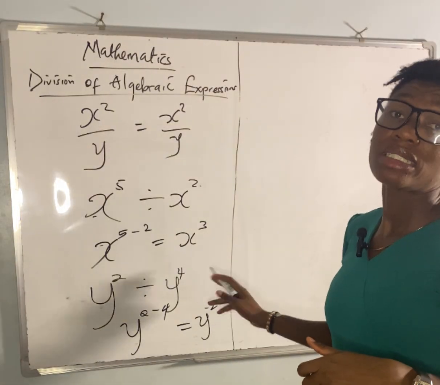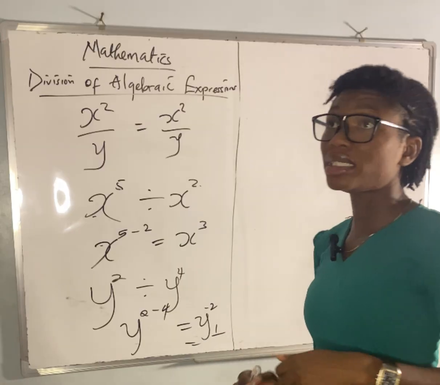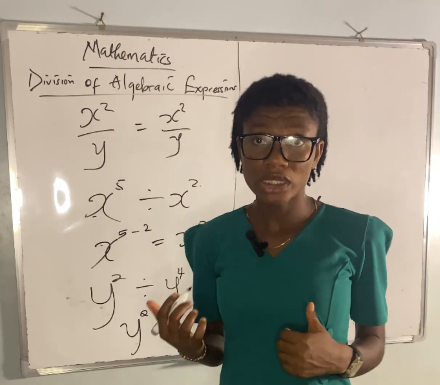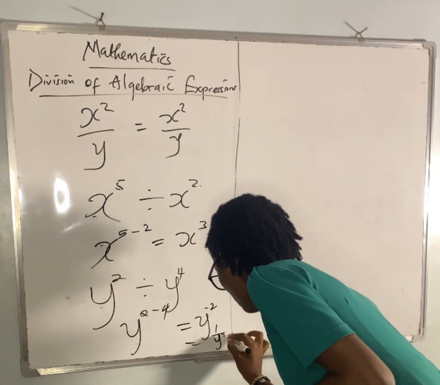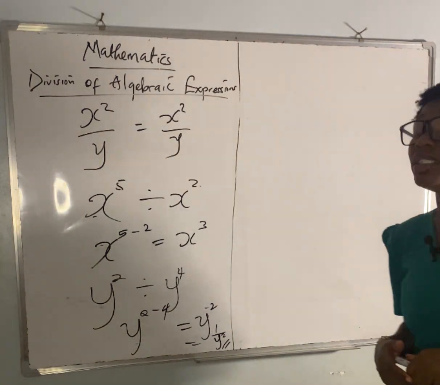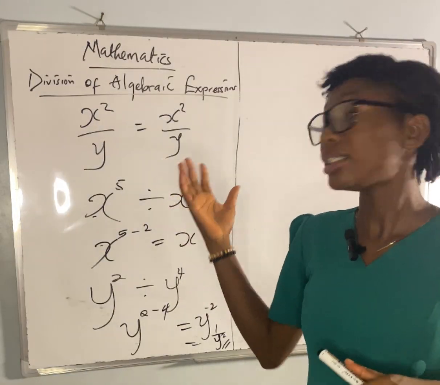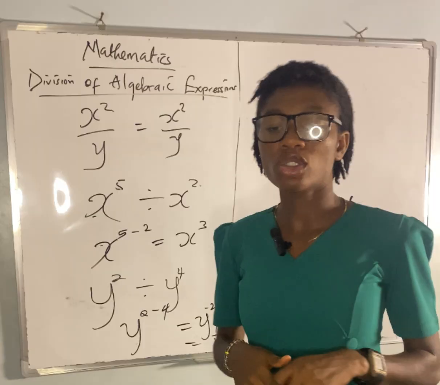If you don't want to write it like this, you can bring in the inverse law, which I think we have done, the law of indices, inverse law. So we bring in 1 over y raised to power 2. Okay, so this is it. This is the simplest division problem we are going to have.